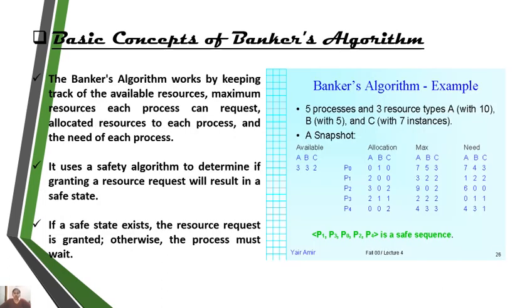Basic concepts of Banker's algorithm. The Banker's algorithm works by keeping track of the available resources, the maximum resources each process can request, the resources allocated to each process, and the need of each process. It uses a safety algorithm to determine if granting a resource request will result in a safe state. If a safe state exists, the resource request is granted. Otherwise, the process must wait. As we see in the image.